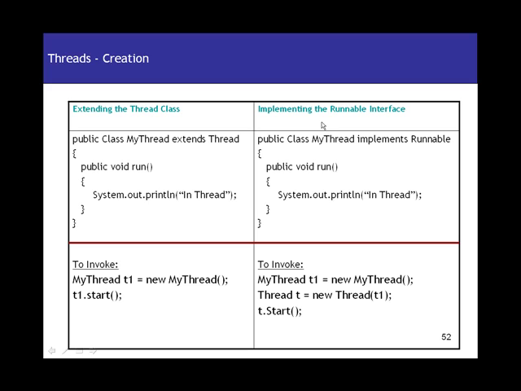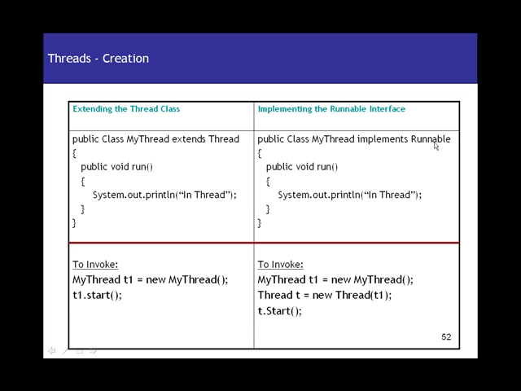So basically we know that Java doesn't support multiple inheritance. So if you say extends thread, you will not have the ability to extend any other super classes, right? If you want to extend any other class into this class, you won't be able to do that if you say extends thread. Whereas when you say implements runnable, you have an option to extend some other class if you want to. So that's one of the advantages of using implements runnable rather than extending thread, right?